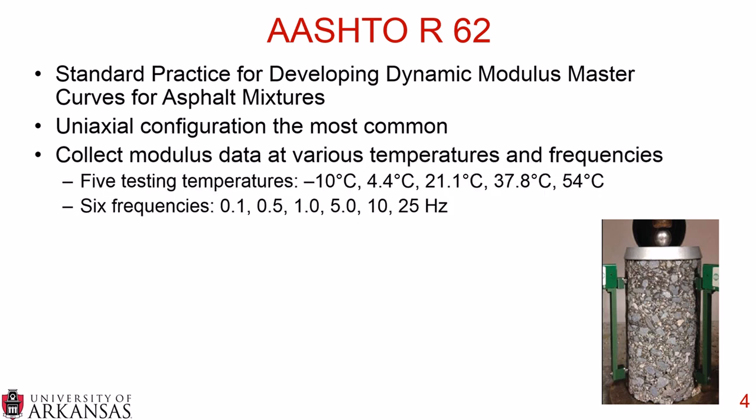And according to AASHTO R62, you collect your modulus data at various temperatures and frequencies. So the temperatures go from minus 10 degrees Celsius to 54 degrees Celsius, and there are 6 frequencies from 0.1 Hertz to 25 Hertz. And what's interesting here is the frequencies are usually determined by the capabilities of the equipment you're using. So unless you have some very, very highly specialized equipment, it's difficult to collect data outside of these frequencies. So what we do is we collect these frequencies at all of the temperatures and we can construct a master curve, which is what we'll go over here shortly.